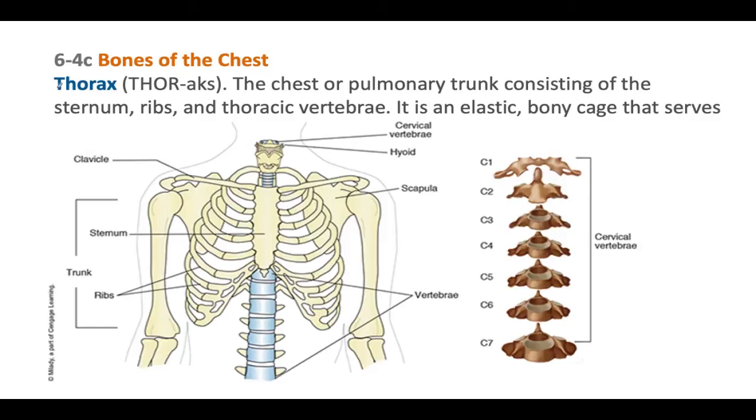So let's take a look at the thorax, the chest or pulmonary trunk consisting of the sternum, ribs, and the thoracic vertebrae. It is the elastic bony cage that serves as a protection for the heart, the lungs, the other organs that are within this region here. And so this is the trunk area, and so that area is called the thorax.